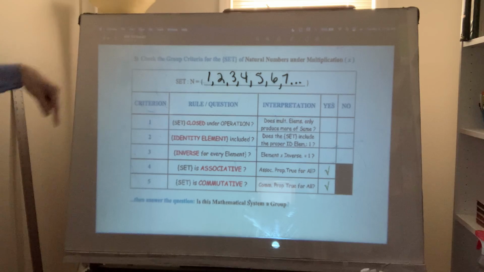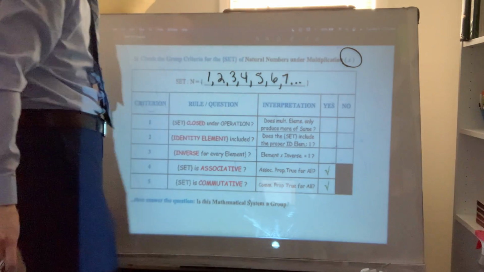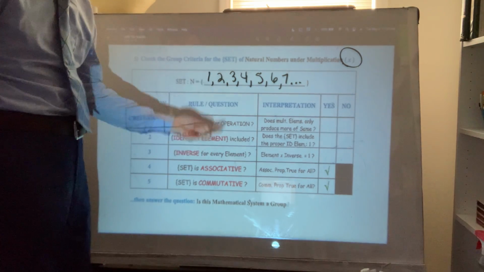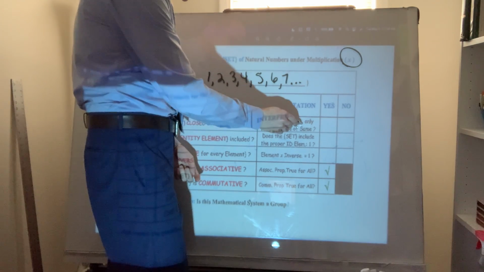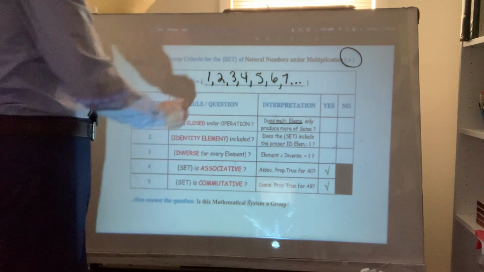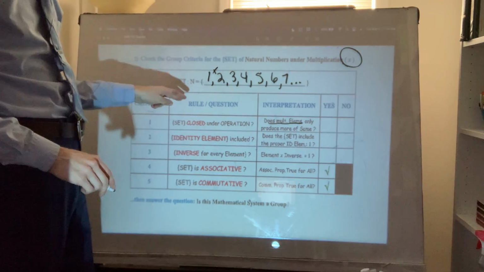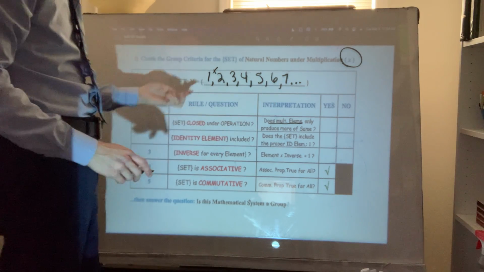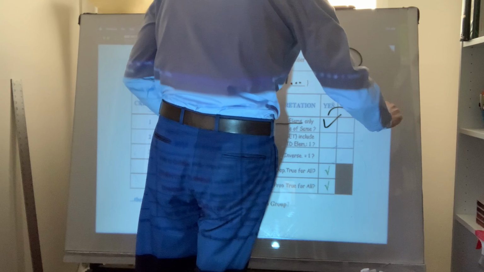Is the set closed under the operation of multiplication in this case? What does it mean to be closed under an operation? It means that if you perform the operation, in this case multiplication, does multiplying the elements only produce more of the same elements? In other words, if you multiply any two of these, any combination of two, do you end up with more natural numbers? And the answer to that is yes. This only produces more natural numbers.